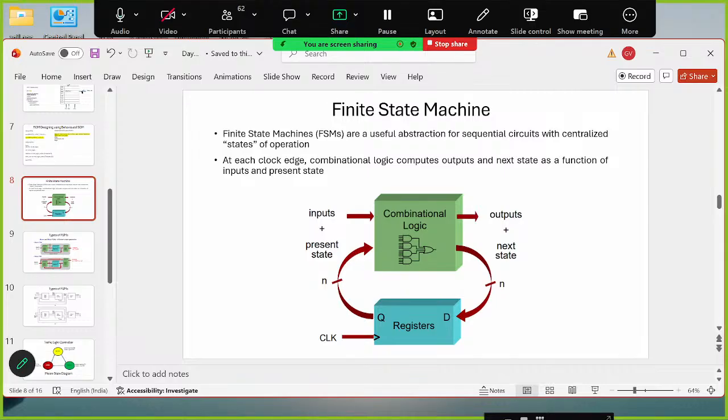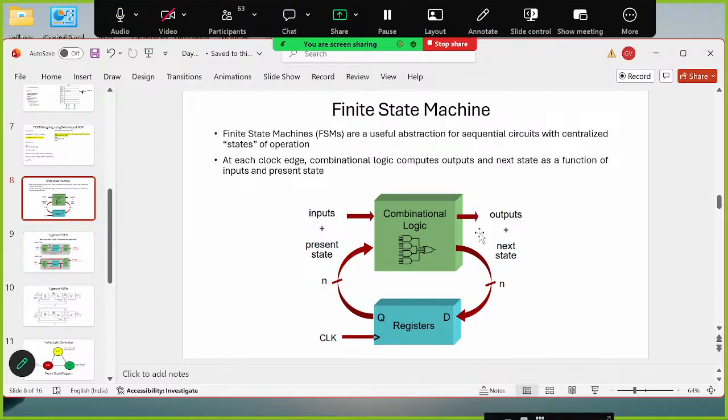So what is a finite state machine? Finite state machines are a useful abstraction of sequential circuits. Basically, a finite state machine is nothing new. It is the same thing that we have learned: sequential circuits. It is the abstraction of sequential circuits only, and that is what we call a finite state machine. We have learned designing the counter. A counter is also a finite state machine.